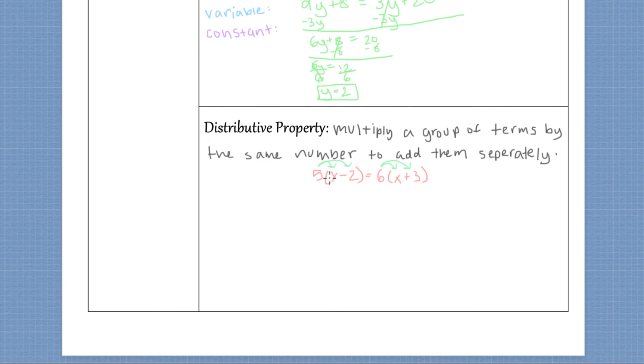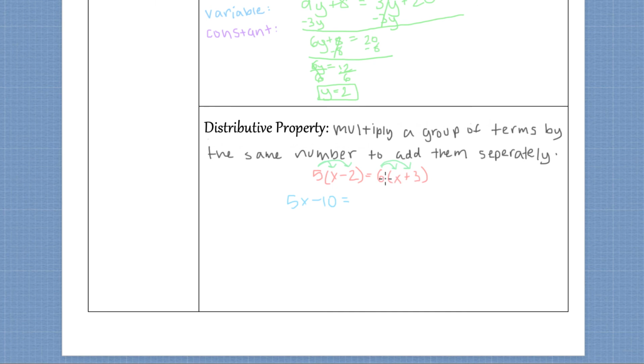And so when we multiply 5 times x on the left, we get 5x. And then when we multiply the 5 with the negative 2, we get negative 10. So 5x minus 10. And that's how you distribute one side. So we distributed the left side of the equation. Now let's move on to the right side.